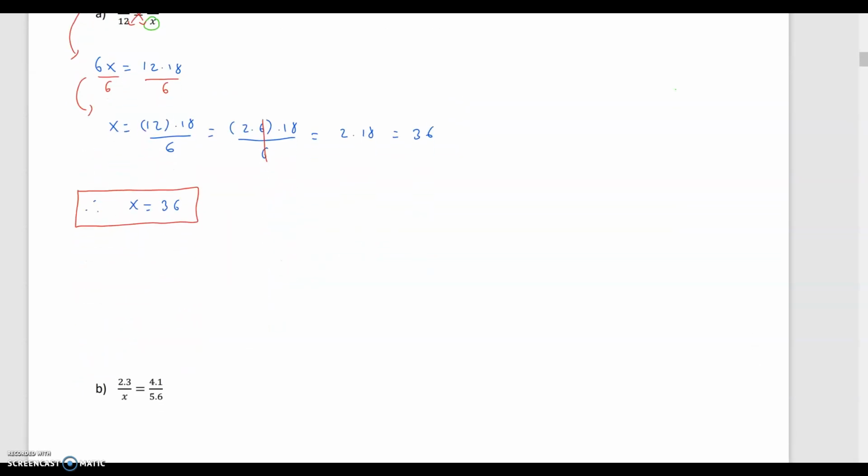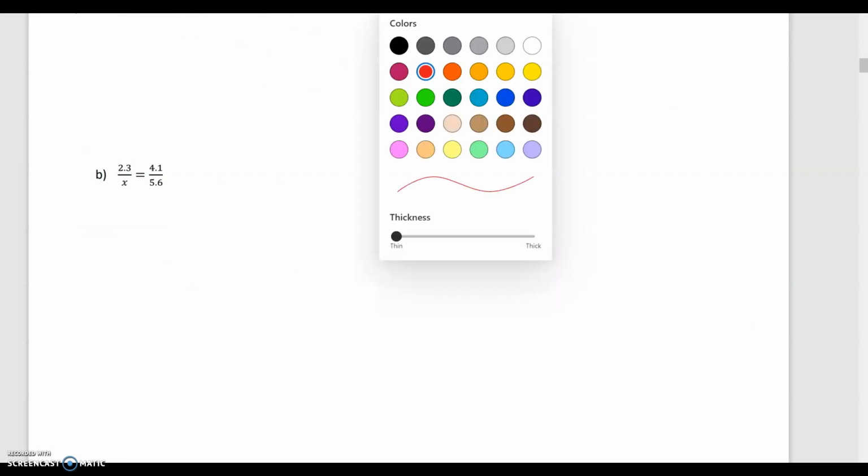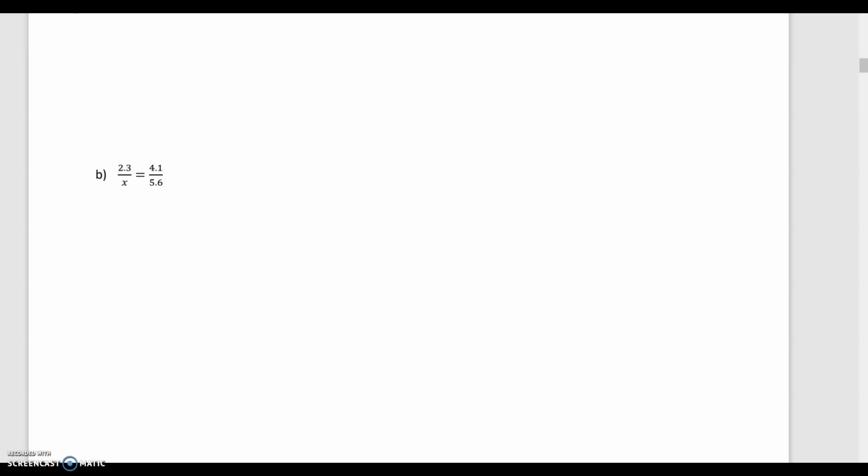Let's move on to problem B. In problem B, we have the same situation, a variable at the bottom. So let me just box that in. Our variable's at the bottom. I'll just put a circle there to keep track of the variable. And let's actually multiply these two and those two.